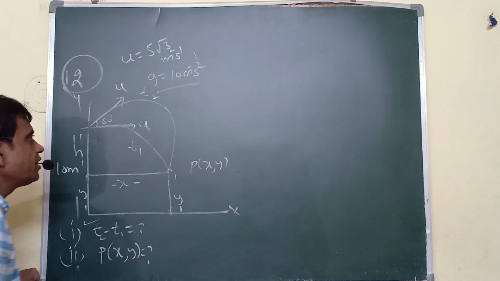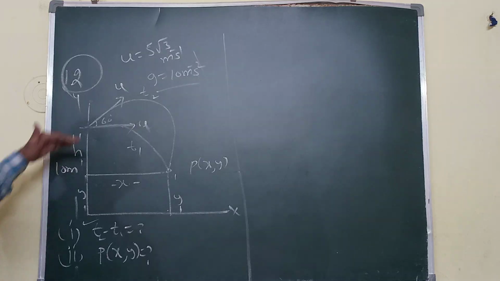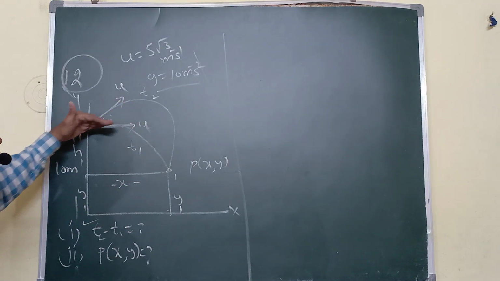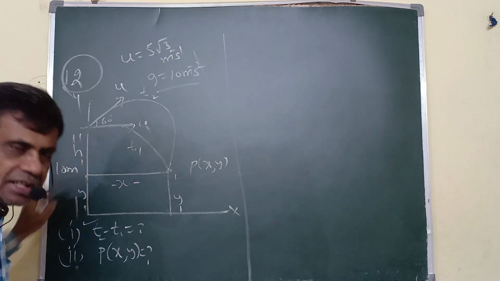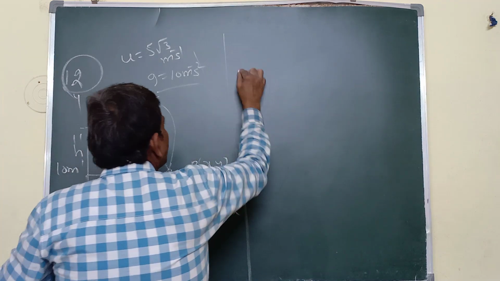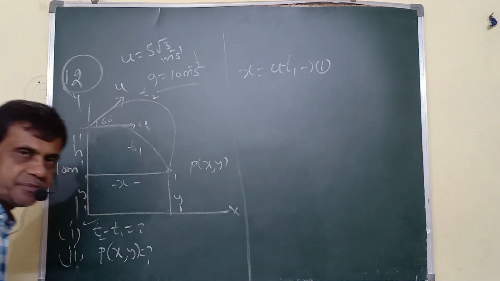So first I am finding X. What is the X? Range. What is the range? Horizontal displacement, that is horizontal velocity into time. So initially what is the velocity? U. And what is the time? T1. So X equals U into T1. This is my first equation, belonging to the first bullet.